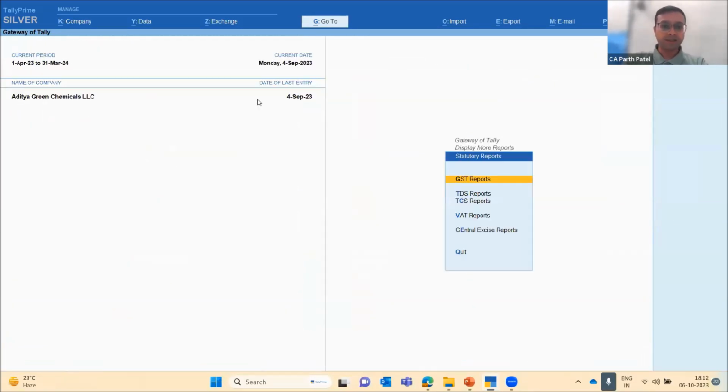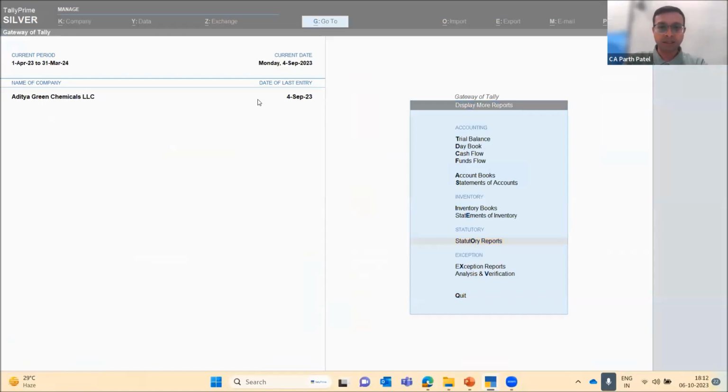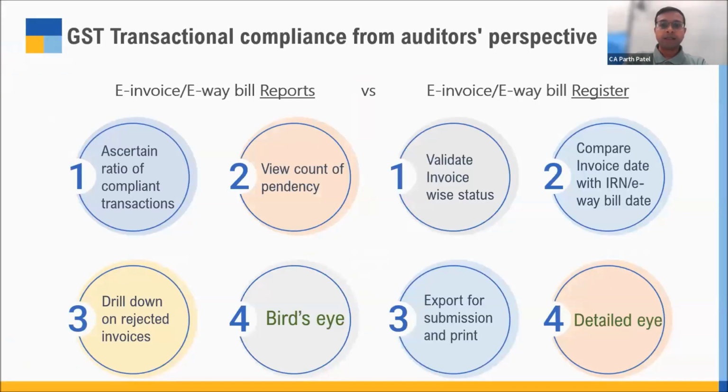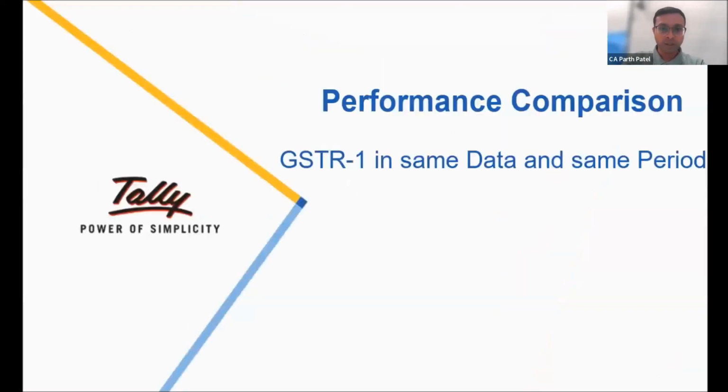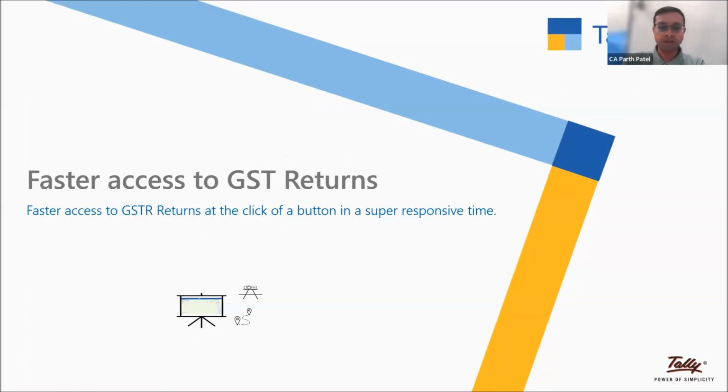So I hope this will be helpful to understand the transactional compliance process, which every GSTP and auditor needs to do, right? So this was all about transactional compliance from the auditor perspective. Now, what other things we have enhanced in TallyPrime 3.0.1, which is faster access to GST returns.